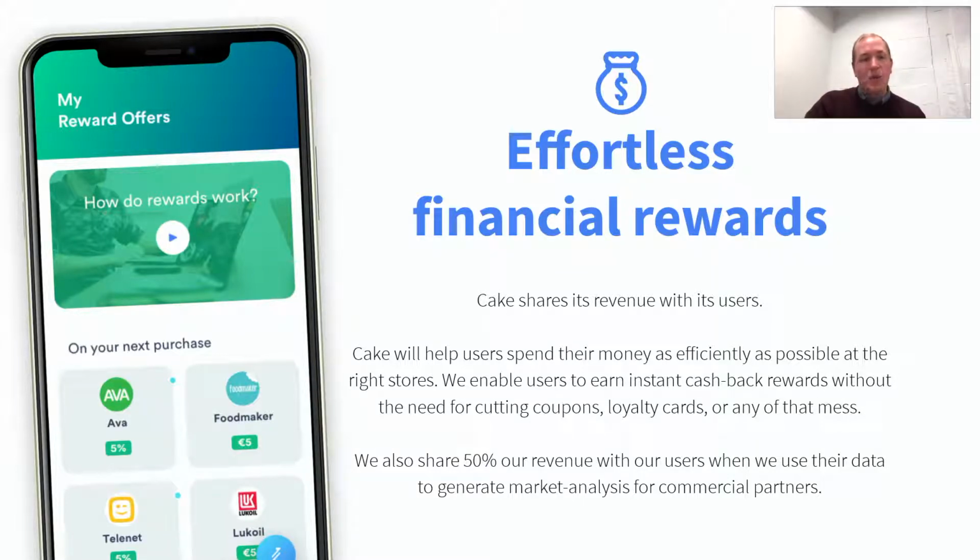And what we also do is we take all of the financial data that we get, we aggregate those, we anonymize those, and then we create market statistics on that. And every time a partner of ours pays for those market statistics, we split that money back and we give it once a month. We give 50% back to our users.